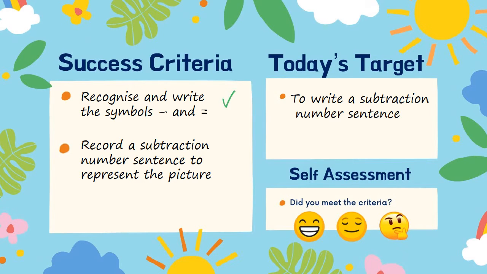Today we are learning all about subtraction again. Today our target is going to be to write a subtraction number sentence. To do this, we are going to need to recognise and write the symbols subtract and equals, and we are going to need to record the subtraction number sentence to represent the picture. So we're going to look at a picture and write a subtraction number sentence to match.